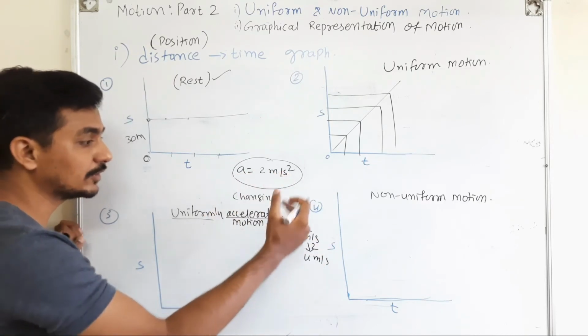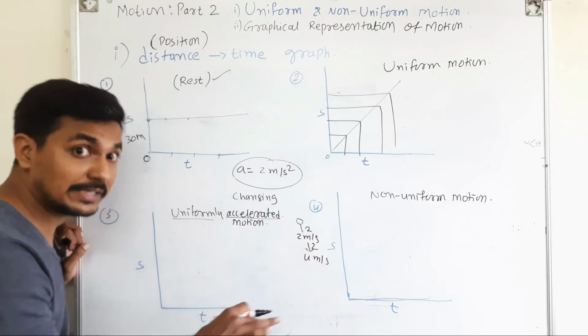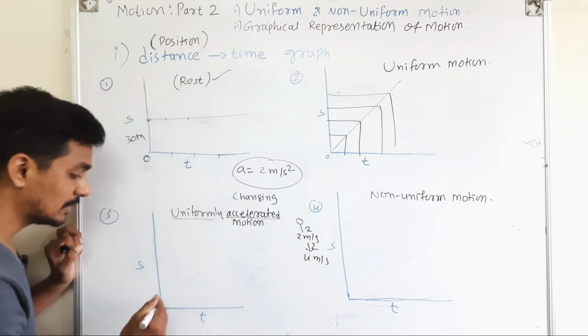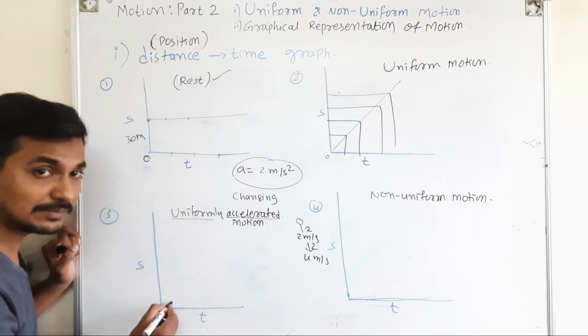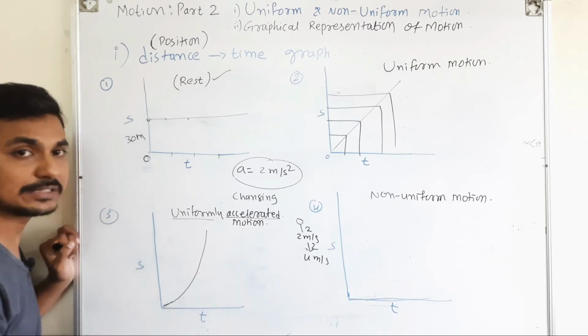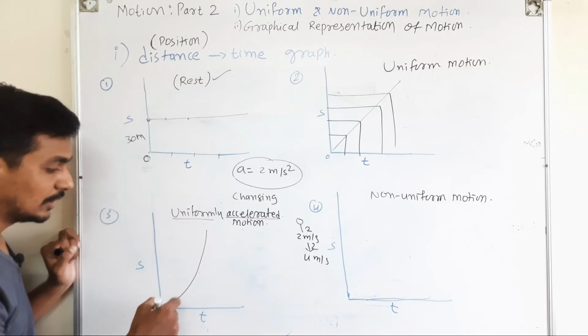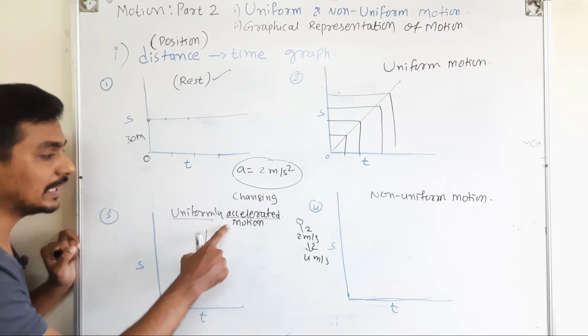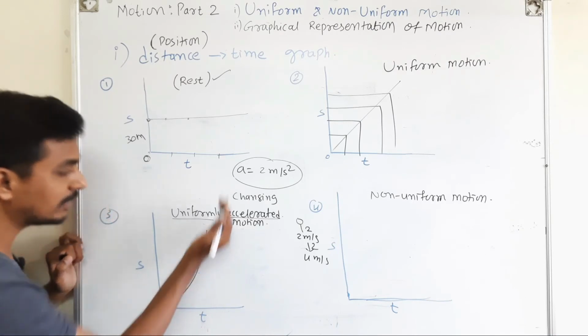That is, the speed of an object increases by 2, 2, 2. So here the speed increases. In that case, initially you are covering very little distance. After some time, your speed will be very large and you are covering a very large distance in a short time. So the graph of uniformly accelerated motion will look like this. In a short time, you are covering a very large distance.